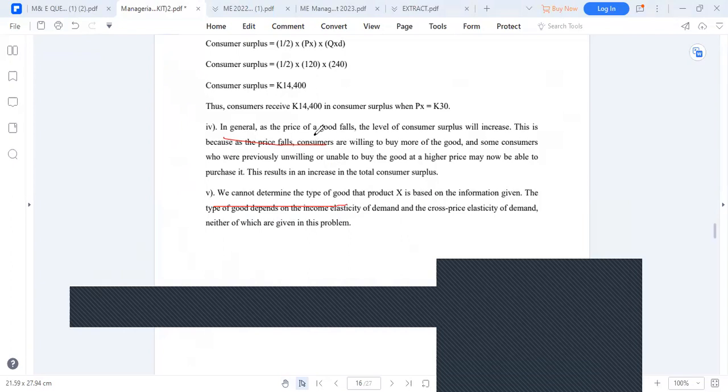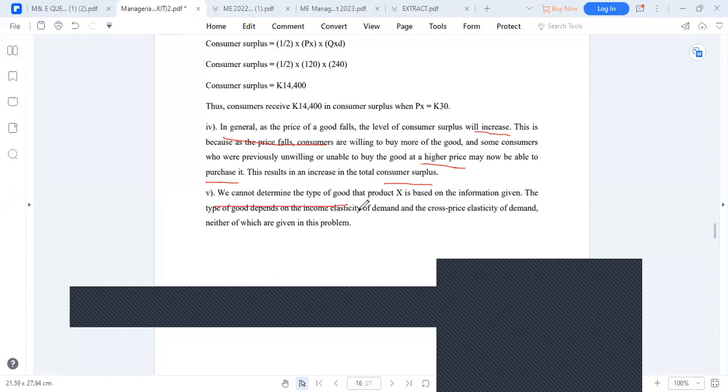So in general, as the price of a good falls, the level of consumer surplus will do what? It will increase. This is because as the price falls, consumers are willing to pay more for a good, and some consumers who were unwilling or unable to buy that good at the previous higher price level will now be able to purchase more of it. So this results in an increase in the total consumer surplus.